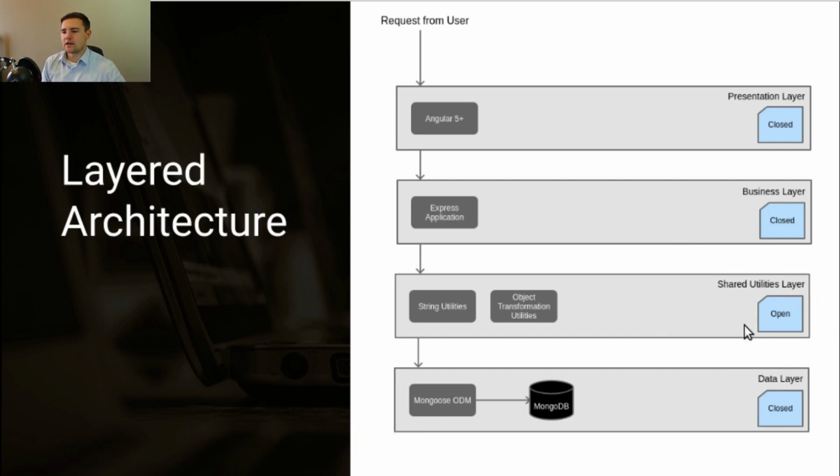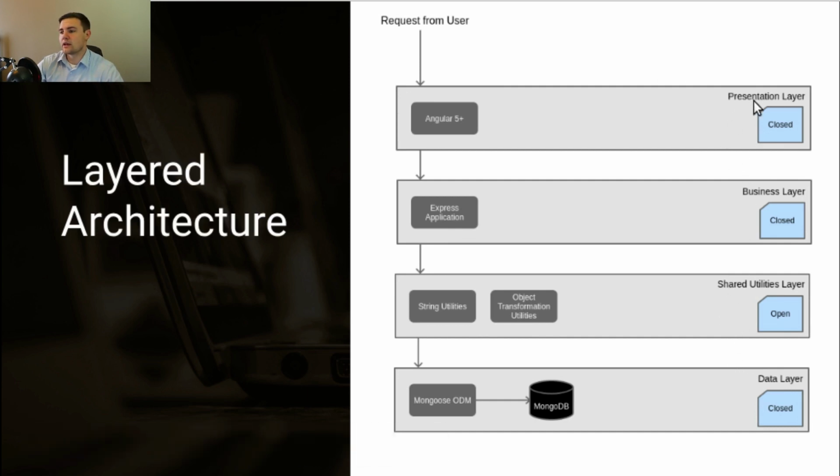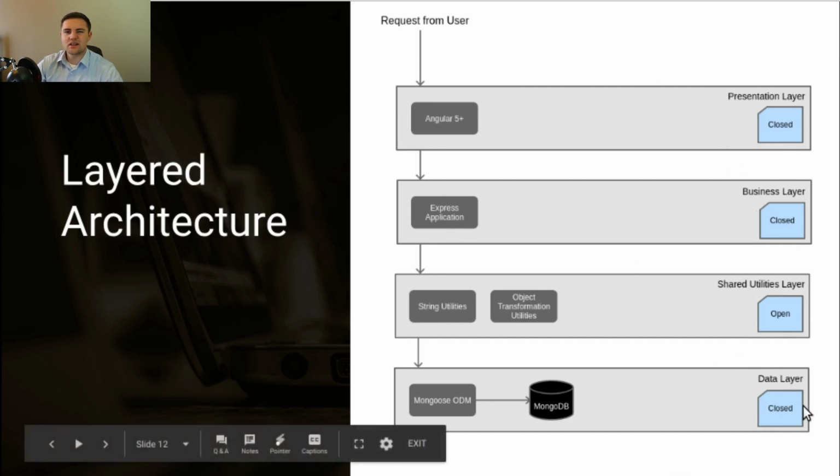Now we have this open layer here, which is like a shared utilities layer. It's like a library, maybe some string transformations or object transformations, what have you. But an open layer is going to be available for any of these layers to use. So not only can the presentation and business layer use it, but the data layer can as well.